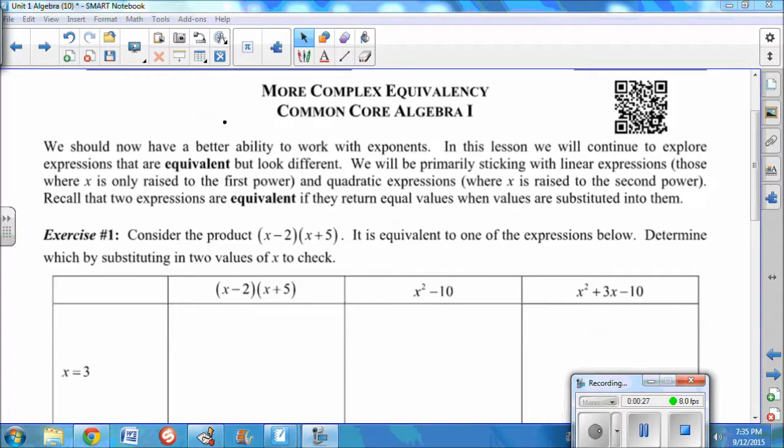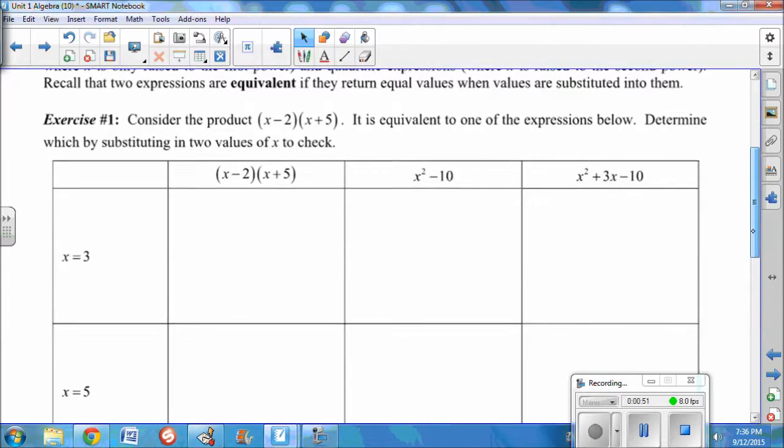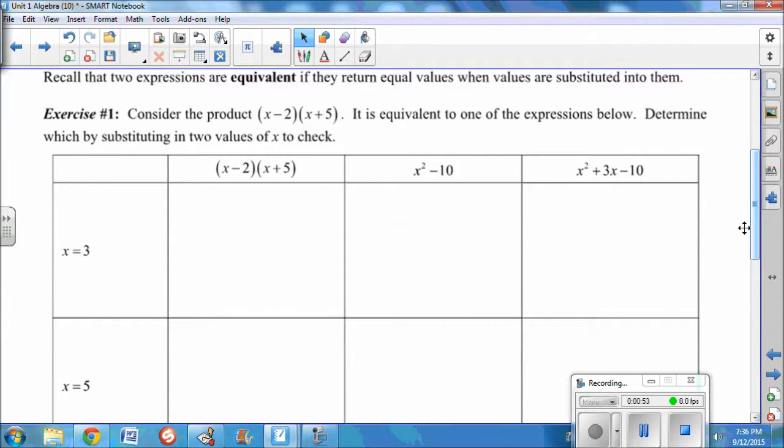Recall that two expressions are equivalent if they return equal values when values are substituted into them. So let's consider the product x minus 2 times the quantity x plus 5. Is it equivalent to one of the expressions below? To determine that, we're going to substitute x equals 3 into all three of those expressions to see which one is equivalent to x minus 2 times x plus 5. So let me take a look at substituting 3.